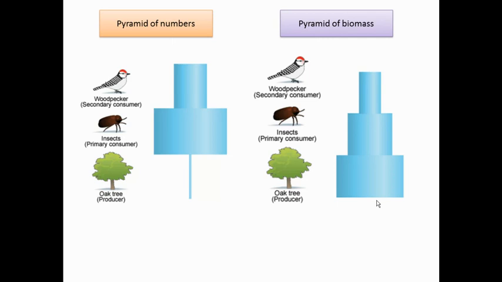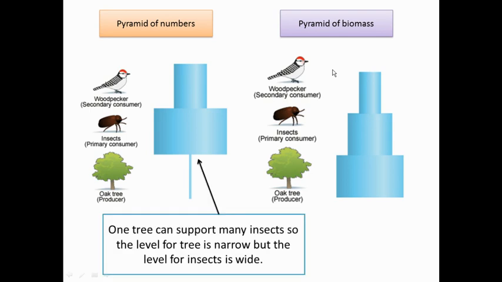So then it asked you to sketch the pyramids for each of these. So you can see for this one, the pyramid of numbers will be narrow at the bottom, many more insects than the tree. So that's going to be a wider bar, and there's going to be fewer woodpeckers than insects. Okay, so your pyramid of numbers should look like this, but your pyramid of biomass should have this regular pyramid shape. So one tree can support many insects, so the level for the tree is narrow, but the level for the insects is wide, okay?